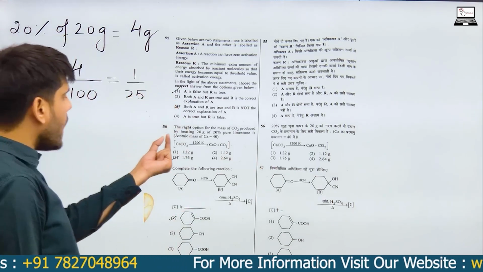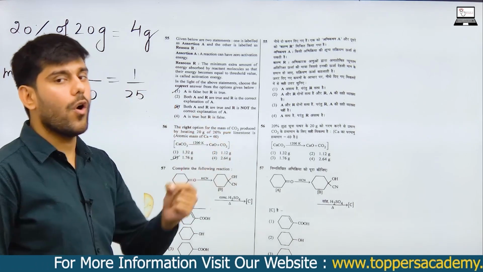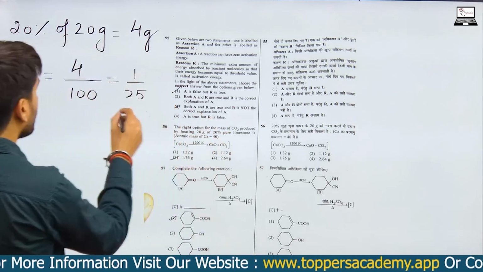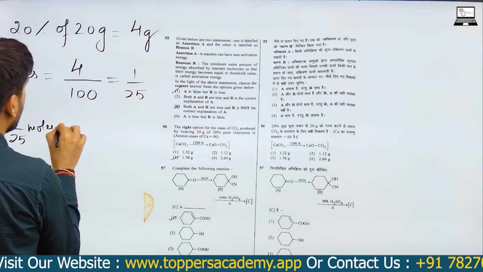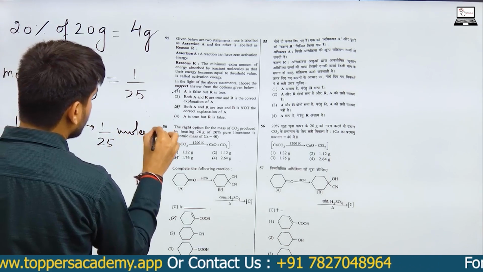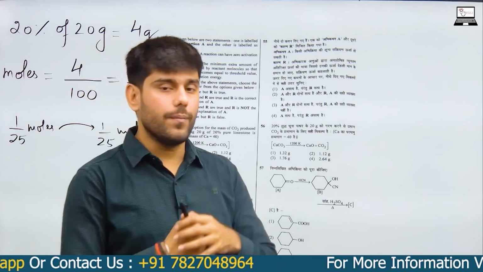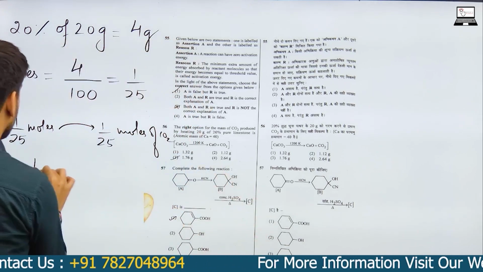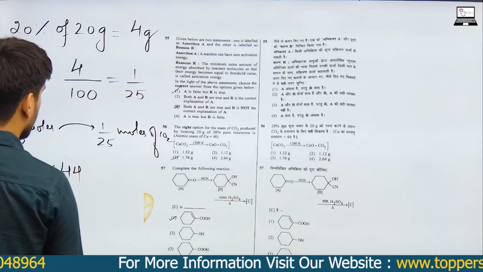Now we know that 1 mole of calcium carbonate produces 1 mole of carbon dioxide. So 1 upon 25 moles will produce 1 upon 25 moles of CO2. Now we have the moles of CO2, we can easily find out the mass, that is moles into molar mass. What is the molar mass of CO2? That is 44.